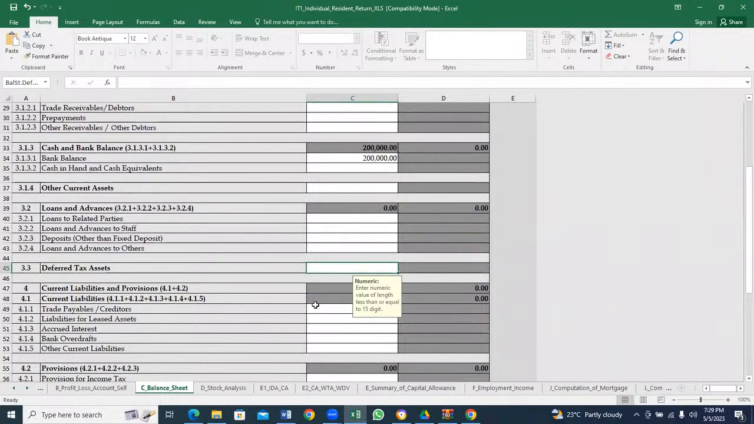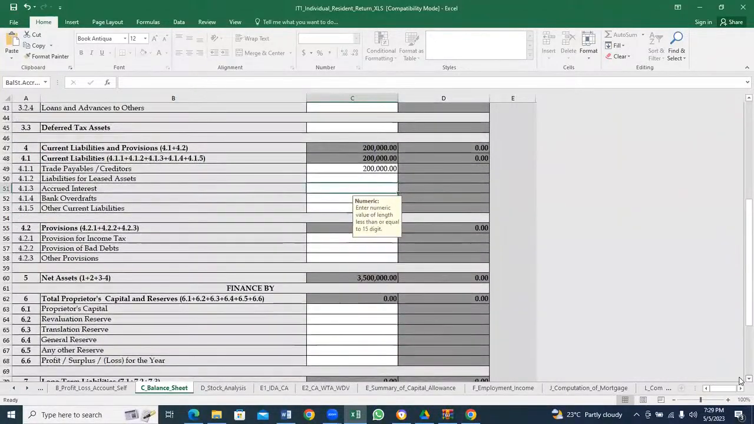Then we come and fill our liabilities. We have creditors or trade payables. Nakuja hapa najaza 200,000. Then I come and fill bank loan.